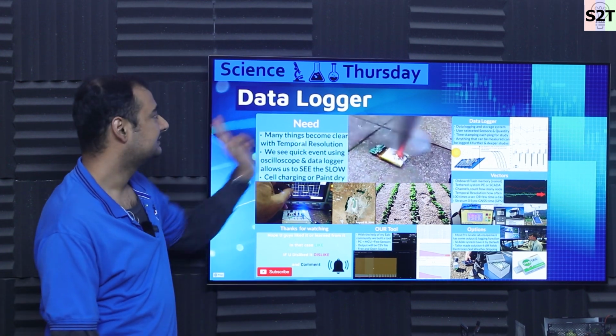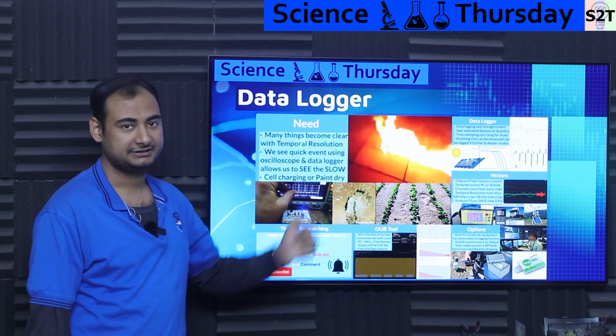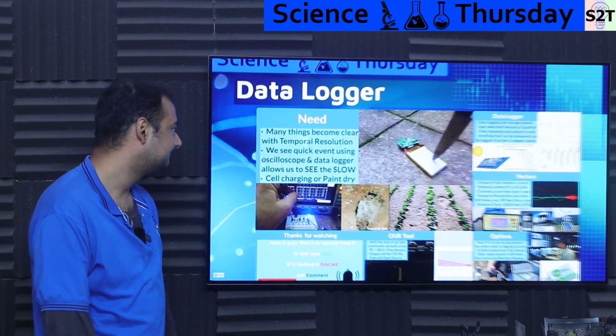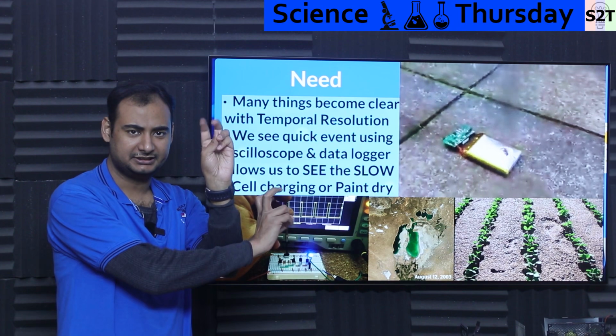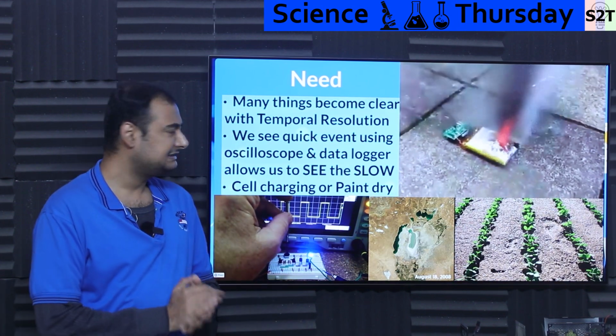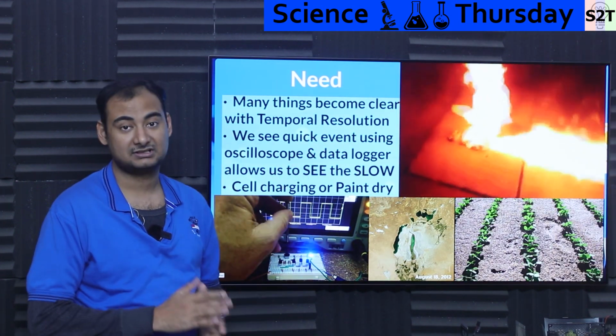In today's show, Science Thursday, we're going to talk about data loggers. So let's dive deep into it. Why do we need something like a data logger? Well, many things become very clear when you have temporal resolution.